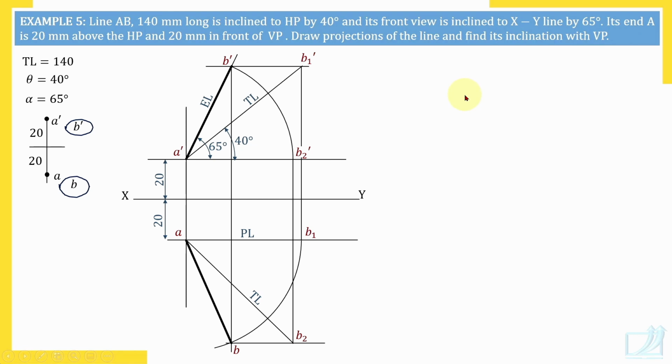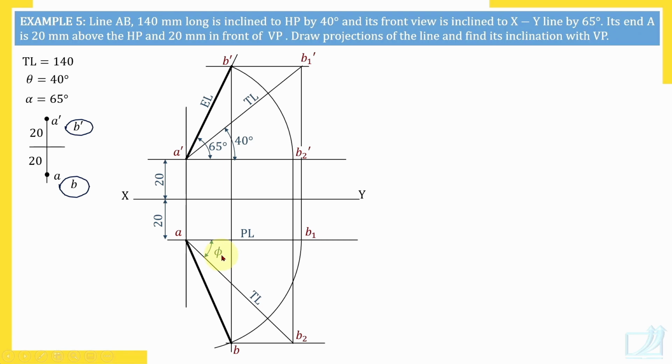Which view gives the true inclination of the line with VP? So AB2, true length. And listen, A dash B1 dash has the true length and theta angle. AB2 is the true length top view, and that gives the inclination with VP. The top view gives inclination with VP, and only true length gives true inclination. So you are going to measure that angle phi here.